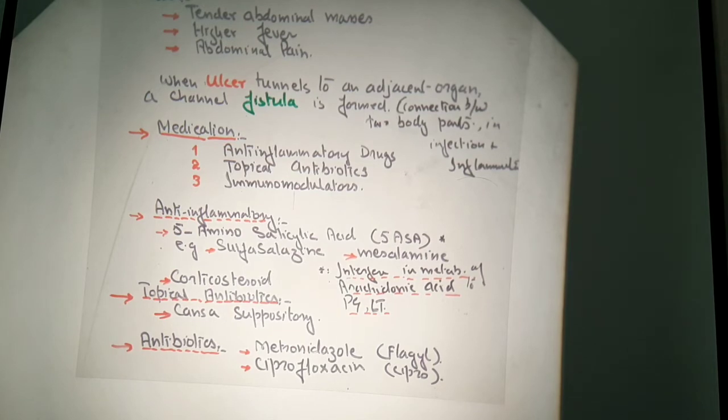Now first, anti-inflammatory drugs. The first drug is 5-amino salicylic acid, which is known as 5-ASA. Examples are sulfasalazine and mesalamine. Now what is the mechanism of action of this drug? They interfere in the metabolism of arachidonic acid.